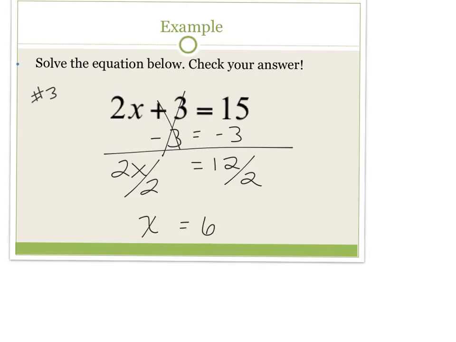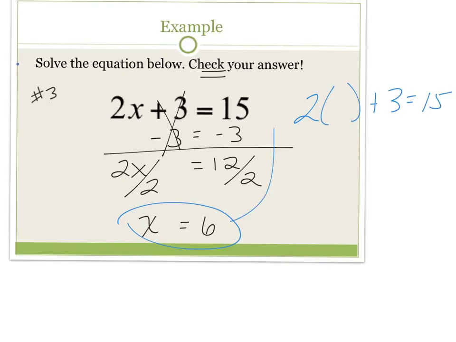Now we need to check our answer. To check our answer, I'm going to take this 6, and I'm going to put it back in the equation in place of x. So I'm going to rewrite the equation, putting 6 in place of x. So 12 plus 3 equals 15. Well, of course, 15 does equal 15, so this checks out as a true equation. So x equals 6 is our solution.